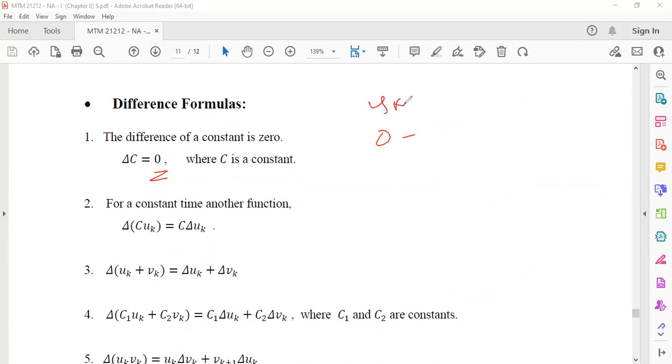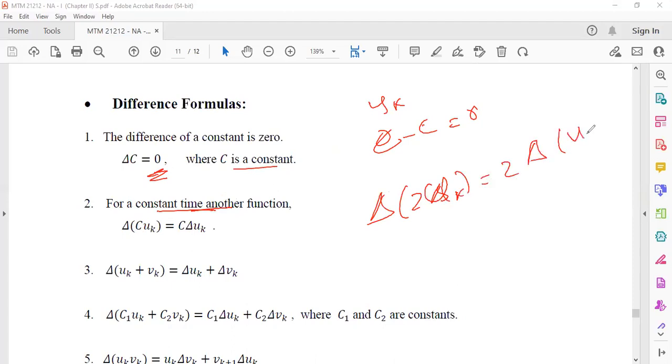Because yk is a variable, but for a constant, c minus c will be 0. Okay, that's fine. c is a constant. Similarly, if you have a constant times, let's say 2 times delta uk, you can take the 2 outside. Okay. And if you are adding, you can add, like I told you already. You can put the delta and cancel the bracket.